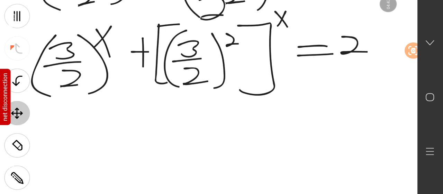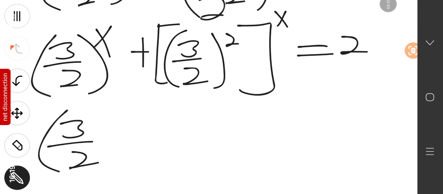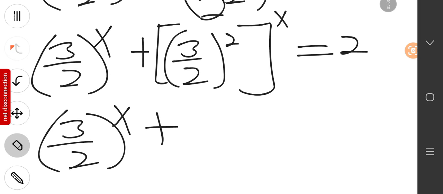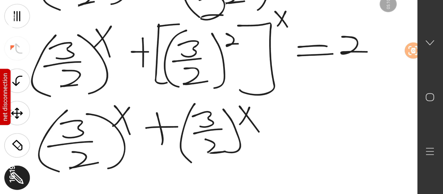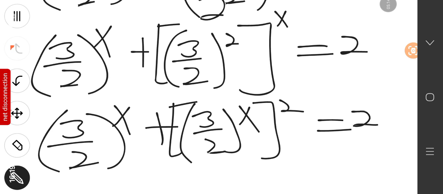All right, now let's apply the power of a power rule of indices. So we are applying that concept here. Our equation becomes (3/2)^x + ((3/2)^x)^2 = 2.